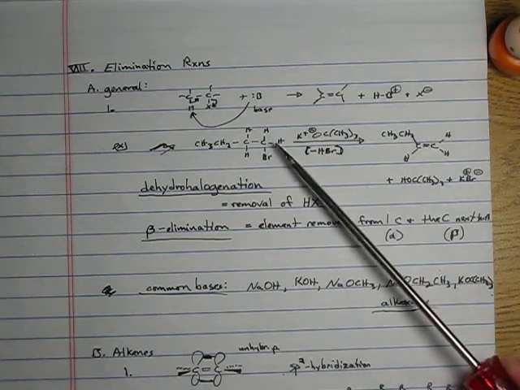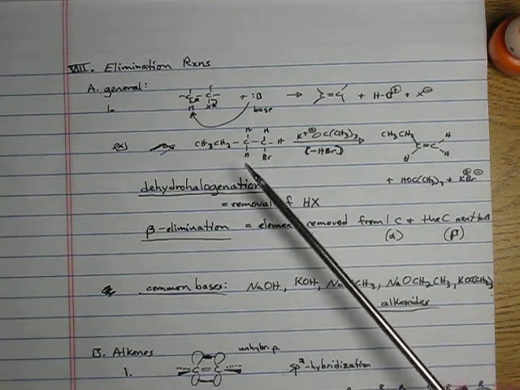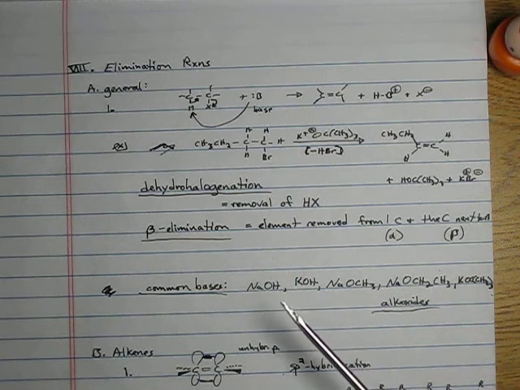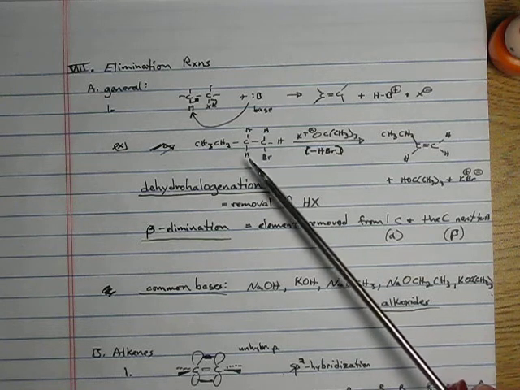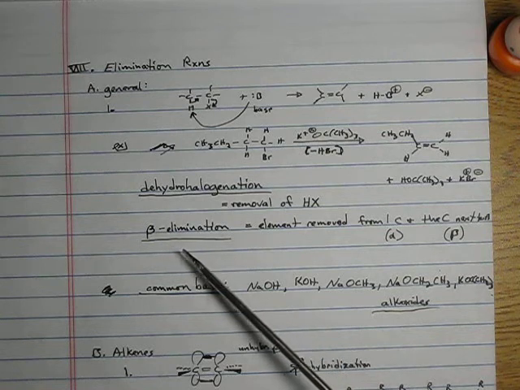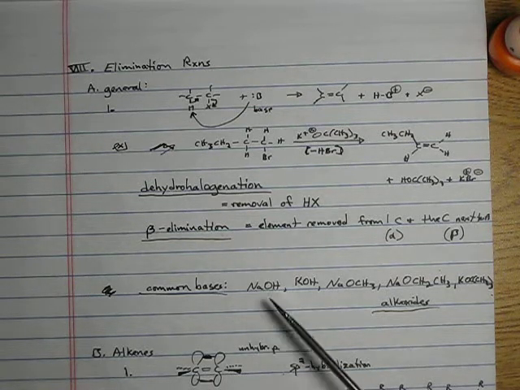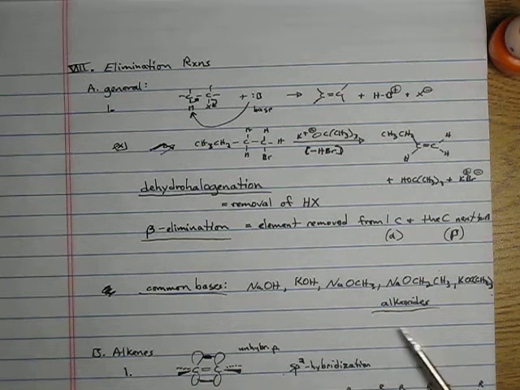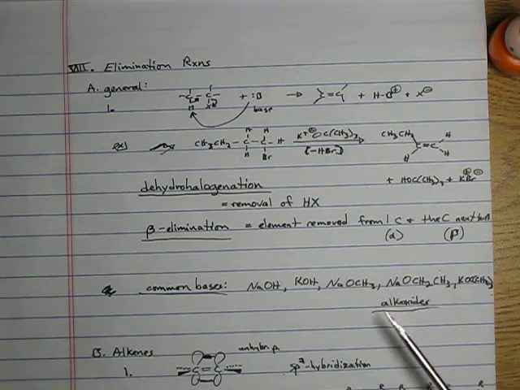We're going to call the carbon that contains the leaving group the alpha carbon, and we'll call the carbon that has the hydrogen on it the beta carbon. So the base will always take the proton from the beta carbon. For that reason, we usually call this beta elimination or beta hydrogen elimination. The bases that can be used are our standard bases, sodium hydroxide, potassium hydroxide, also our alkoxides, sodium methoxide, sodium ethoxide, and as we saw from above, potassium tert-butoxide.